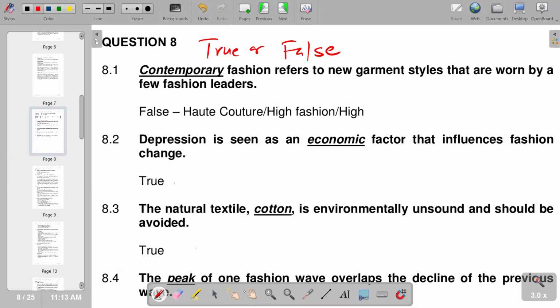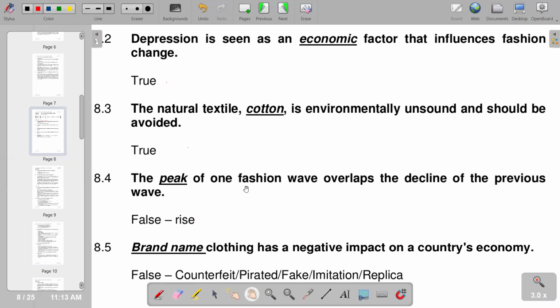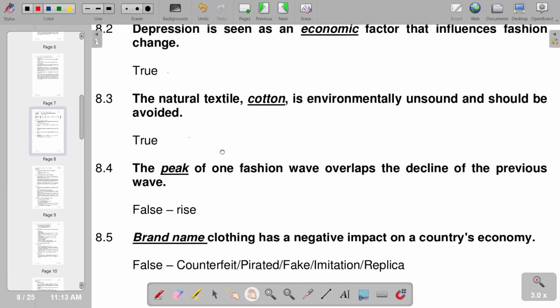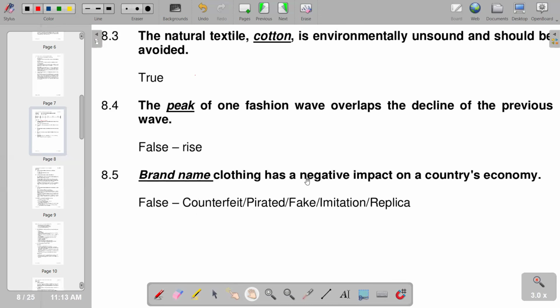True. We go to the next, 8.4. The peak of one fashion wave overlaps the decline of the previous wave. False. Then 8.5, brand name clothing has a negative impact on the country's economy, which is false.